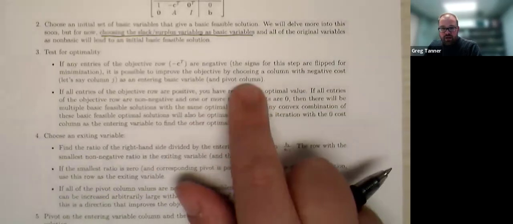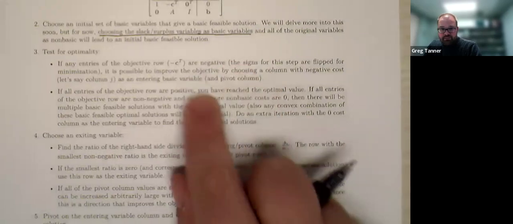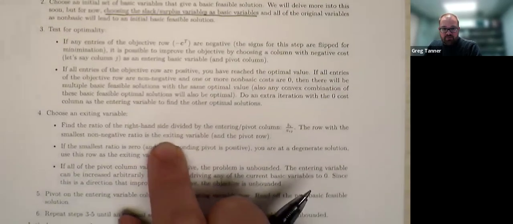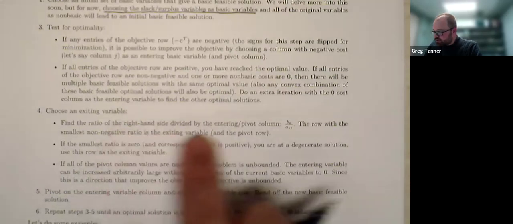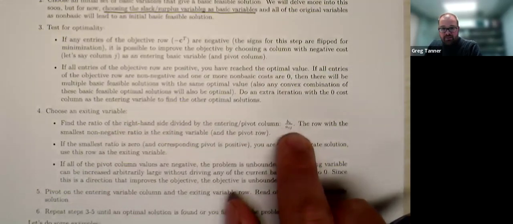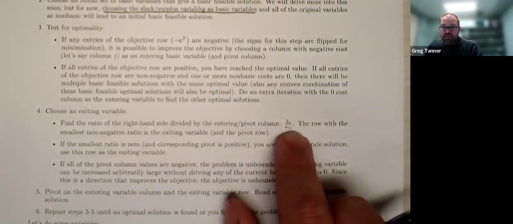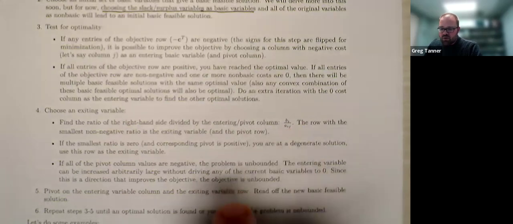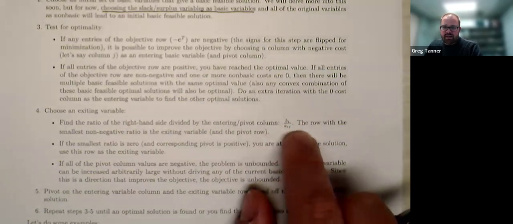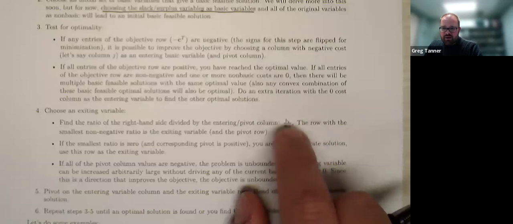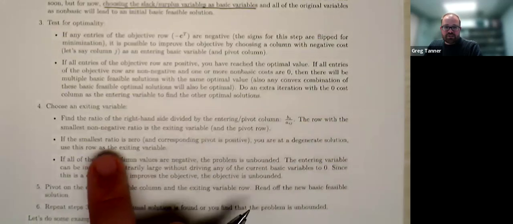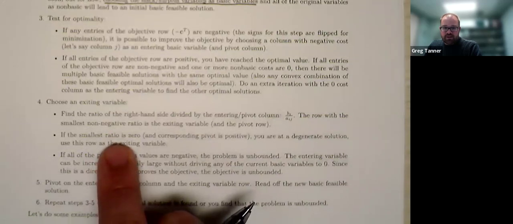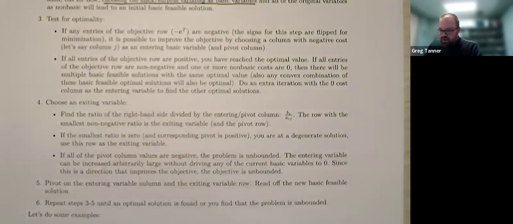Once we check for optimality and choose an entering variable in the same step, we need to choose an exit variable. To do that, we use a ratio test where we take the right-hand side divided by the values in our entering variable column. If the entering variable column has zeros or negatives, ignore those rows, but otherwise take right-hand side divided by entering variable column. We want to choose the smallest ratio that's positive as our exiting variable, as our pivot row.